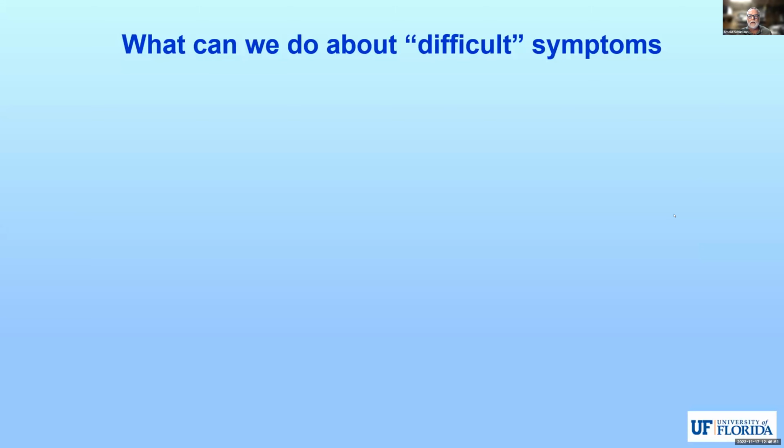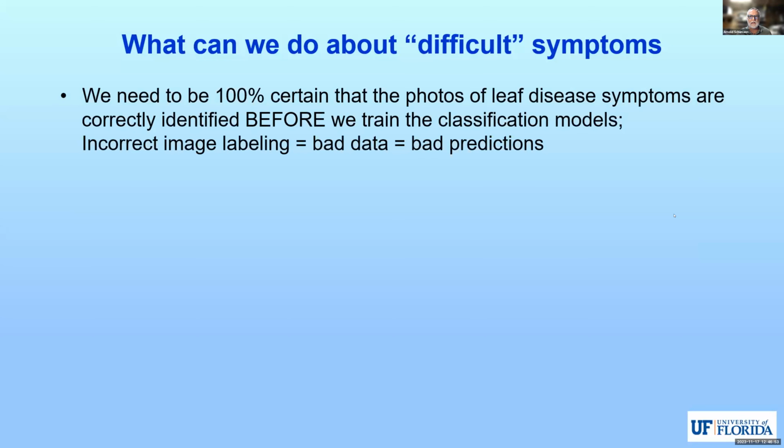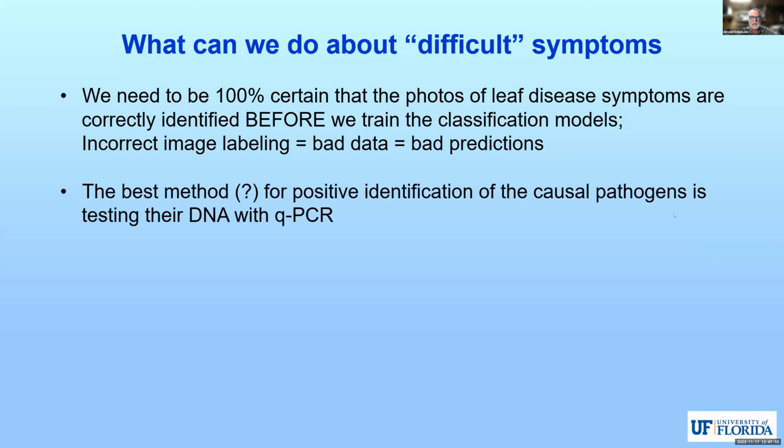So what can we do about difficult cases like that? Well, it's very important to not make mistakes. We need to be 100% certain that the labels that we give the symptoms are correct before we start training models, because incorrectly labeled images for training means we're going to have a flawed model and bad predictions. So that's why we have to dig deeper.